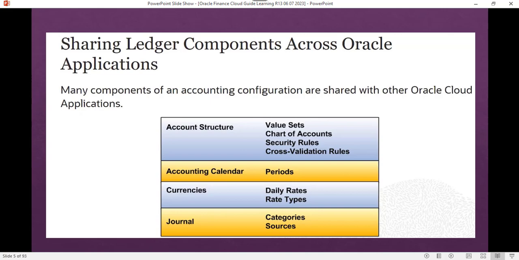So our daily rates are tied to a rate type. So you might have a rate type corporate, rate type reporting, that kind of thing. And then when that AP transaction is transferred across to the GL, it's going to have a source and a category. So the source is where the transaction comes from, so payables, and the category is the type of transaction. So if it's an invoice, it will have a category of purchase invoices, for example.